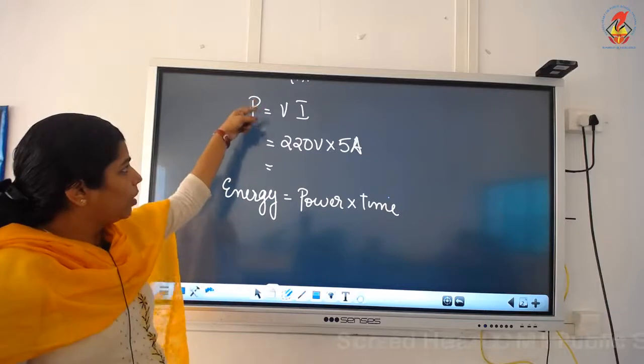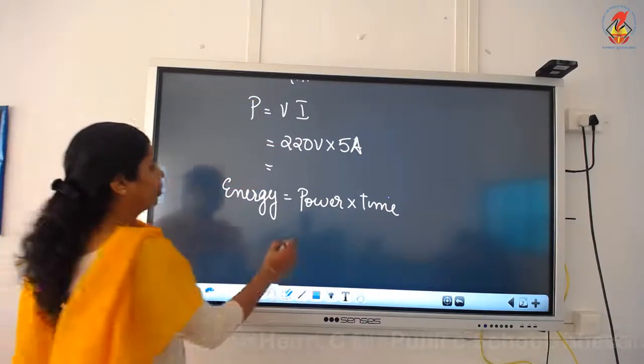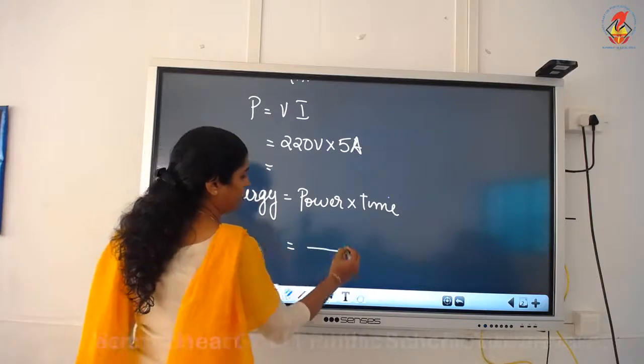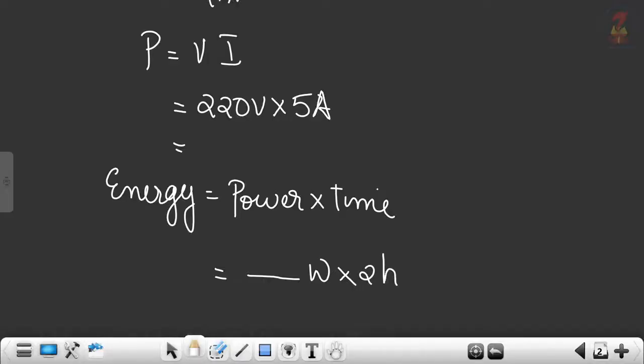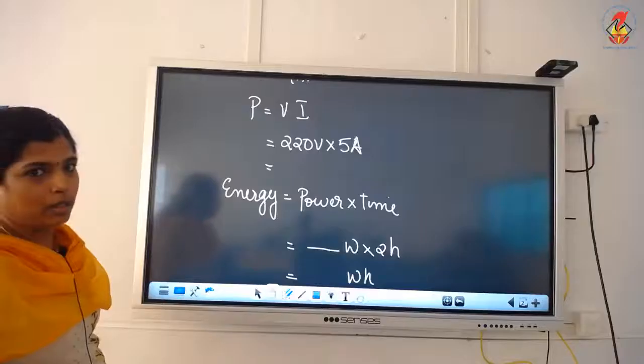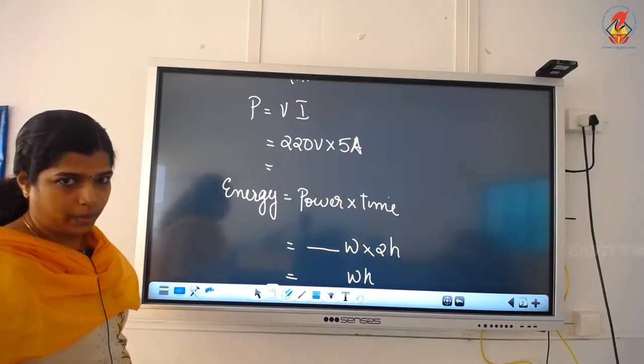So when you calculate this one, you will get the power in watt into 2 hour. So you will get an answer in watt hour. If you want to convert it into kilowatt hour, you can divide it by 1000. So the answer will be in kilowatt hour.